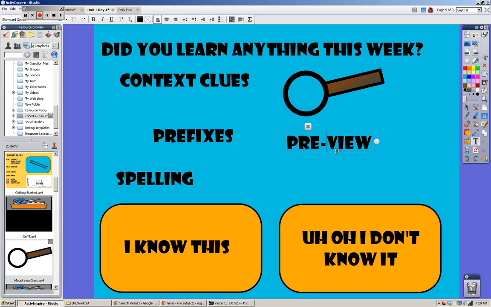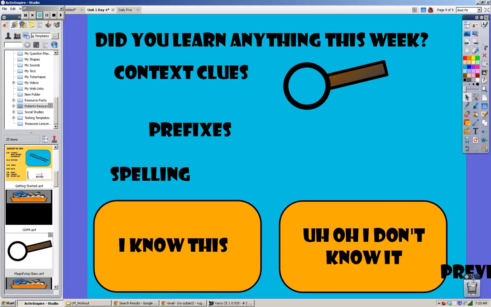When you add pre to words, the whole word means you're going to look at something before it's let out to everybody else. So preview. Pre means before. So anyway, let's get rid of this one. Goodbye. So we know prefixes now.